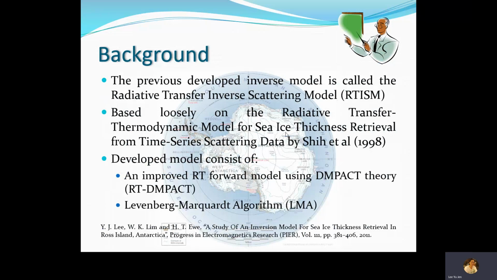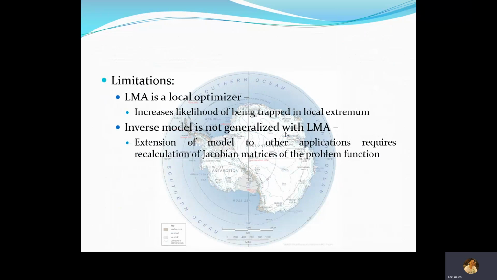So this is the background of the current inverse model. It is based on the previously developed inverse model known as the Radiative Transfer Inverse Scattering Model, which itself is based loosely on the Radiative Transfer Thermodynamic Model for sea ice thickness retrieval from time series scattering data proposed by Shi. So the previous model consists of two portions: an improved radiative transfer forward model incorporating the dense medium phase and amplitude correction theory and the Levenberg-Marquardt algorithm.